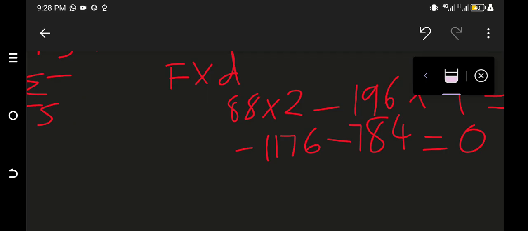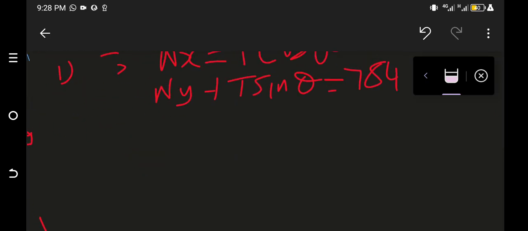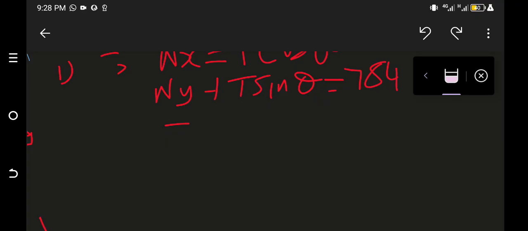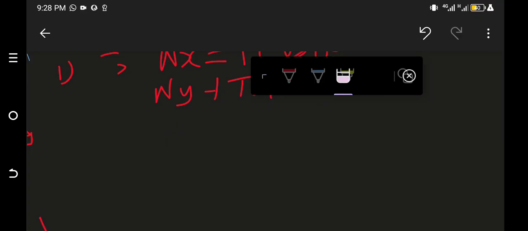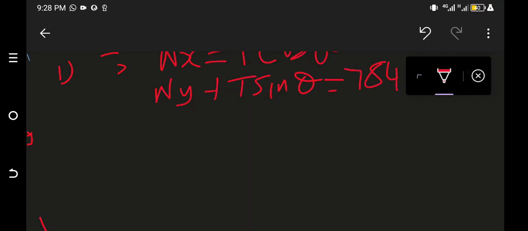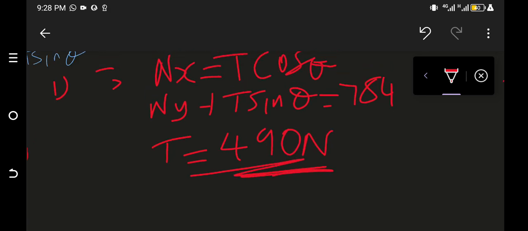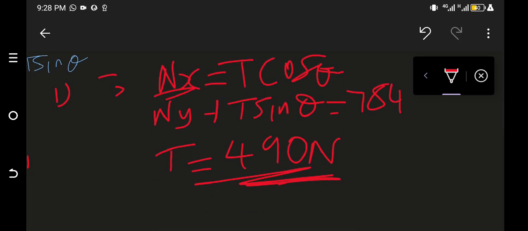Tension is 490, so keep it in your head as I'm deleting. Therefore the tension is 490. So we have found the tension. And now we are told to find nx and ny.